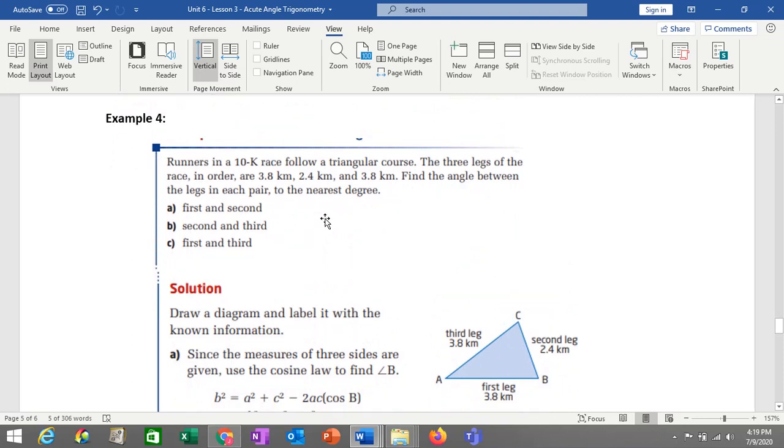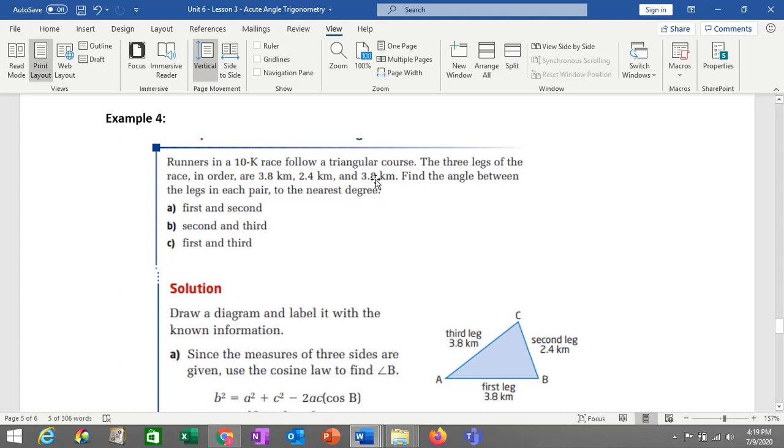Okay, next question, example 4. So we have runners in a 10K race following a triangular course, and the 3 legs of the race in order are 3.8 kilometers, 2.4 kilometers, and 3.8 kilometers. Find the angle between the legs in each pair to the nearest degree.